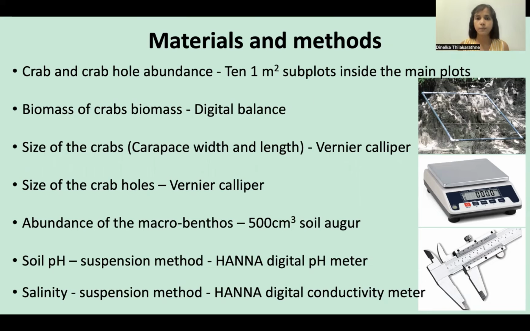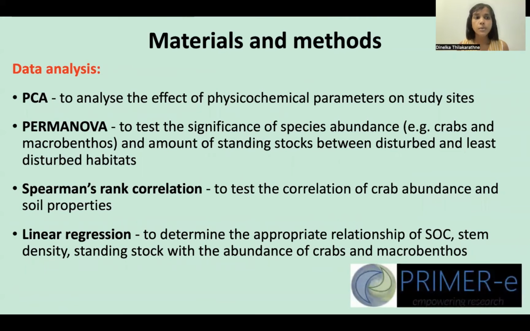standard methods. For the data analysis, we calculated PCA to analyze the effect of physicochemical parameters on the study sites, and PERMANOVA to test the significance of species abundance and amount of standing stocks between disturbed and least disturbed sites. The Spearman's rank correlation to test the correlation of crab abundance with soil parameters. Finally, linear regression models were run to determine the relationships of soil organic carbon with the stem density, standing stocks, and the abundance of the crabs.